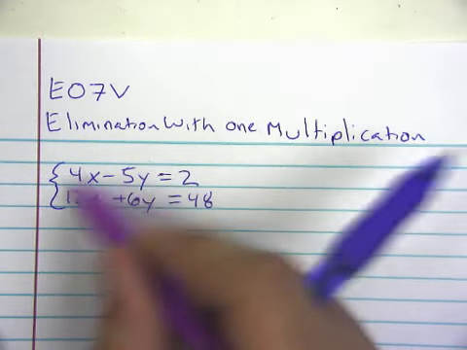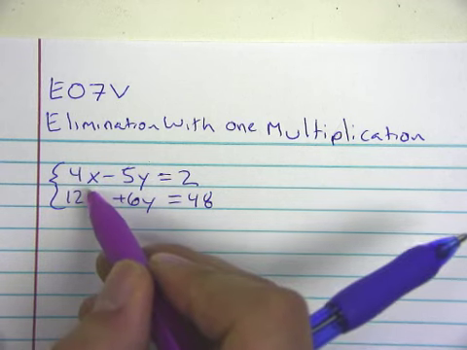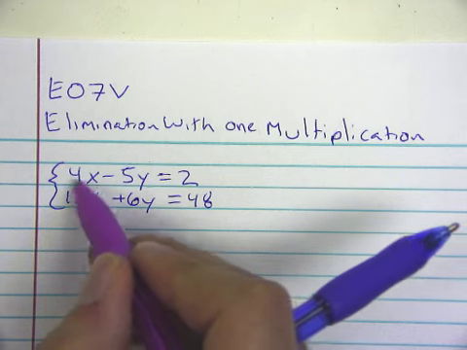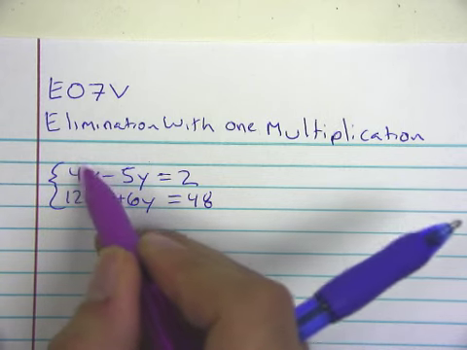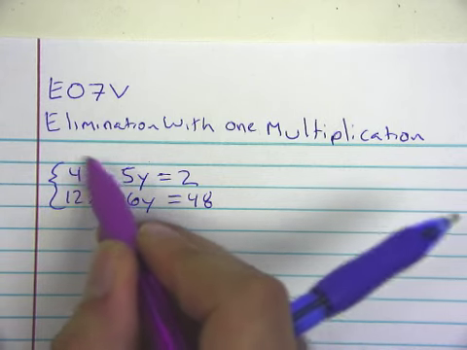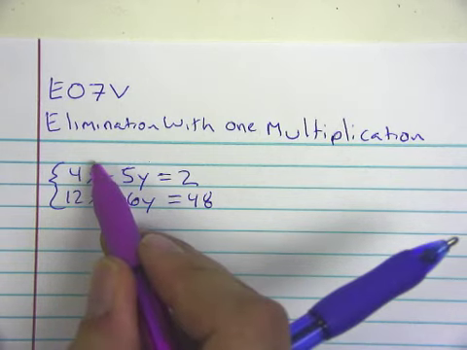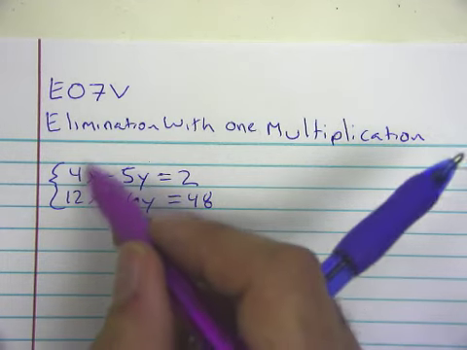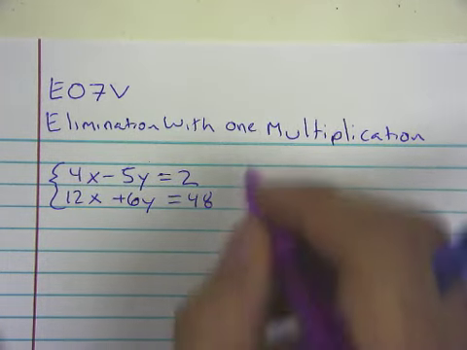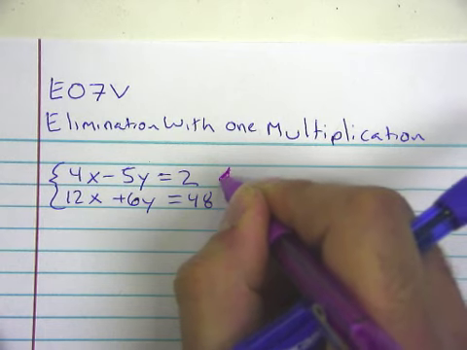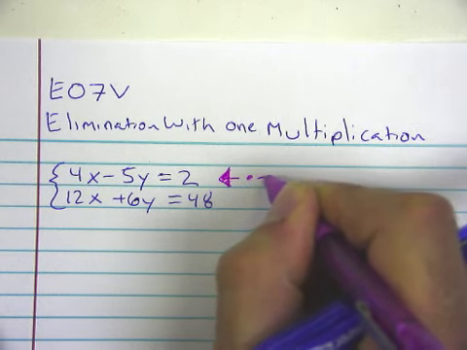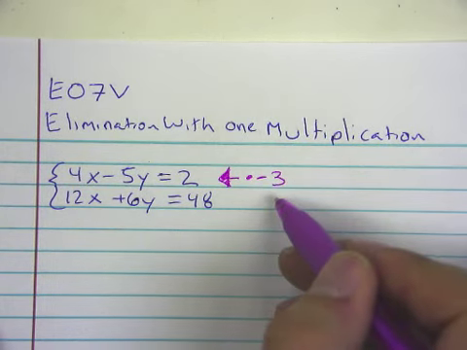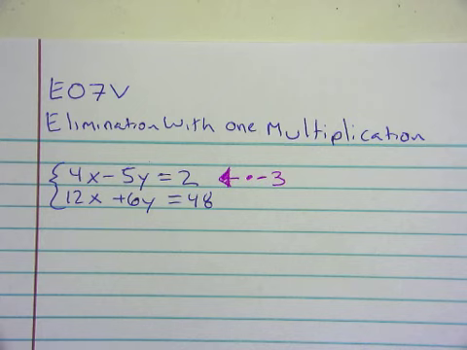If I look at this system of equations, I can notice that 4 is a factor of 12. So if I were to multiply this 4x times negative 3, I would have negative 12x. And that negative 12x would be able to add up with that 12x to 0, so that would eliminate the x's from my system. So I'm going to choose to multiply this first equation by negative 3. Students will oftentimes ask, well, where did you get that negative 3 from? And the answer is I chose it, and I chose it strategically.